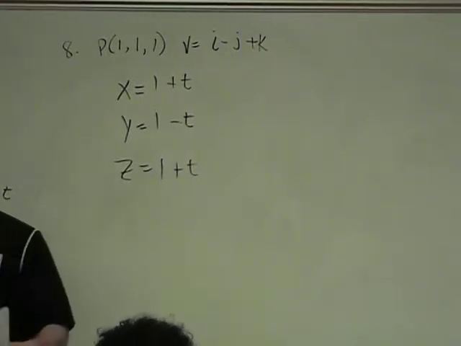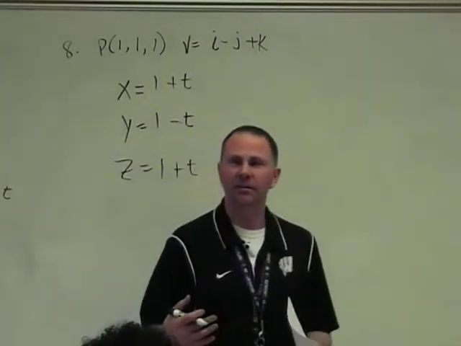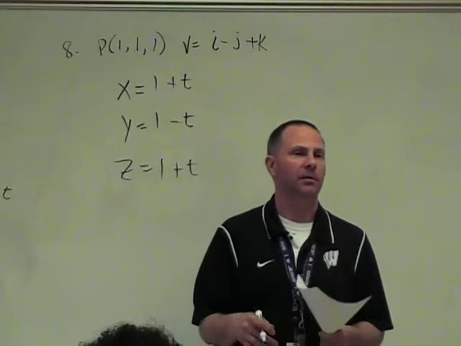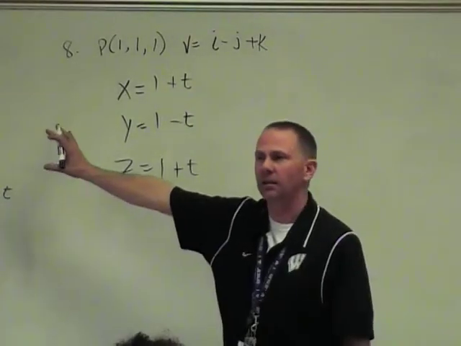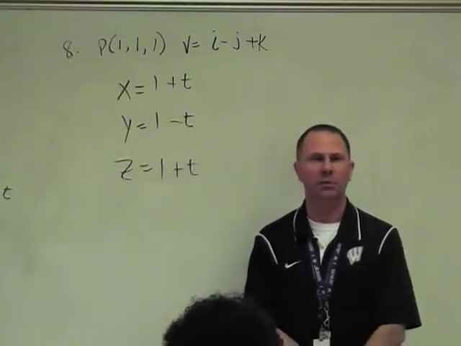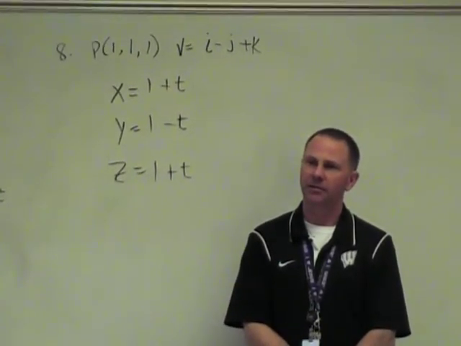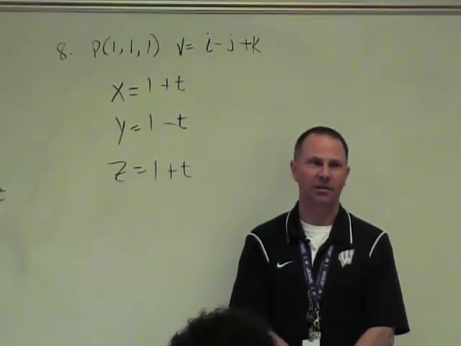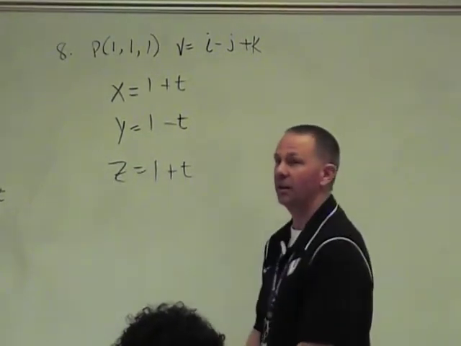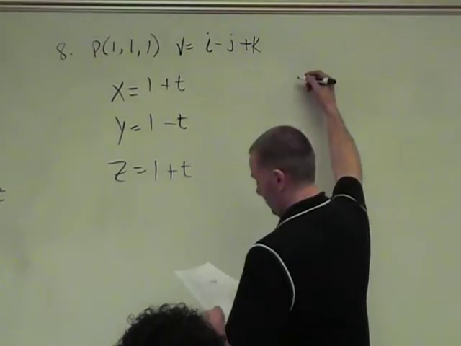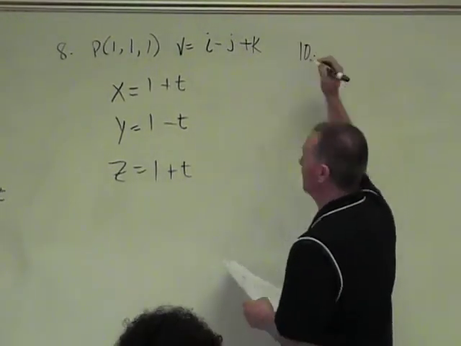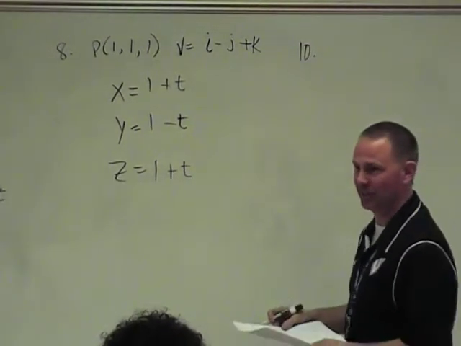Alright. I want you to do the same type of thing. What do you need to find parametric equations? A point and the vector. Right? Two things. If you only have one, then you can't do it, right? You need two things.